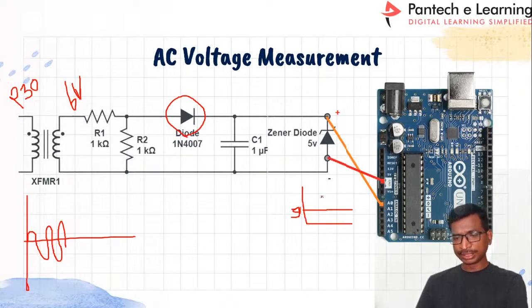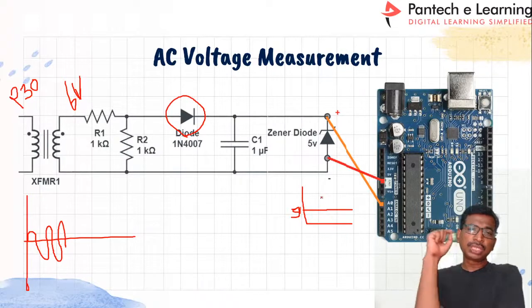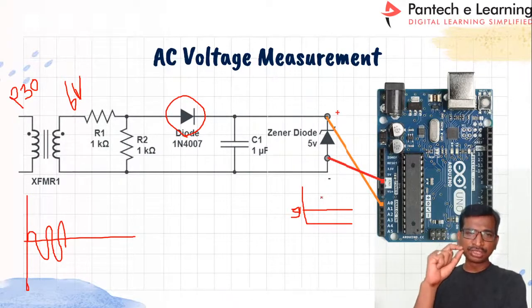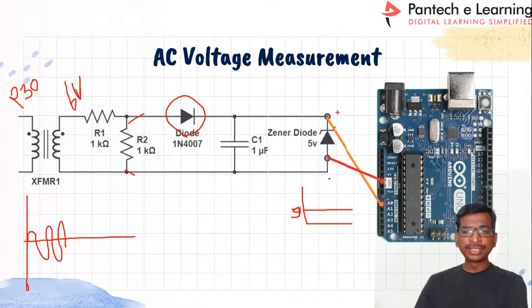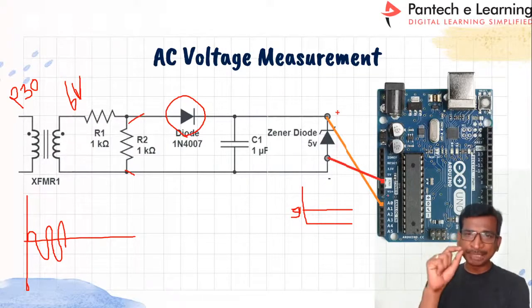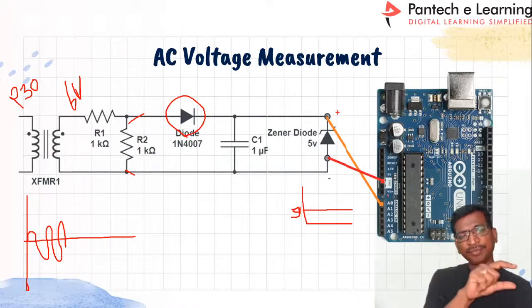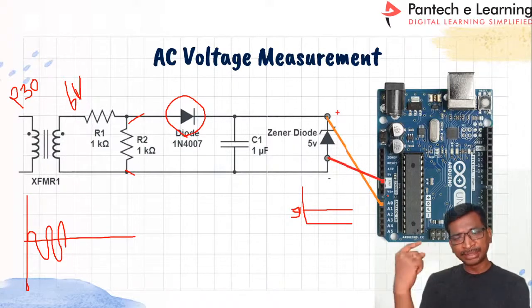Scale down to voltage, right? Suppose you want to measure the AC voltage. After this resistance, you have to connect with the ADC. That ADC will be a special purpose ADC. So straight away, that ADC will measure the positive voltage and negative voltage.